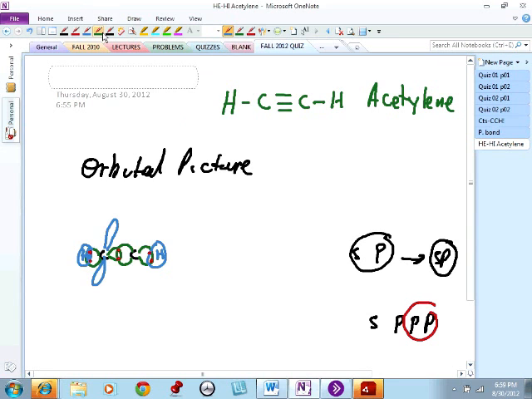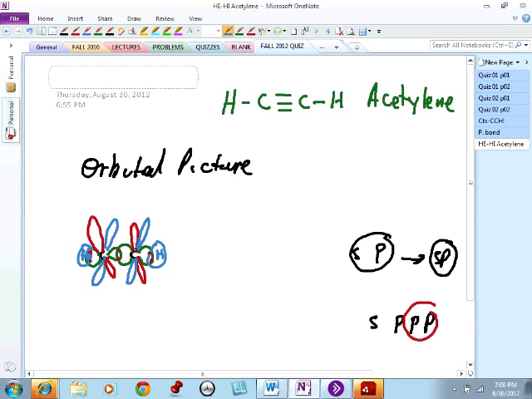So use another pen, that's what you say, red pen. P orbital. Okay, the same thing on this carbon here. P orbital. And here you are, another p orbital.